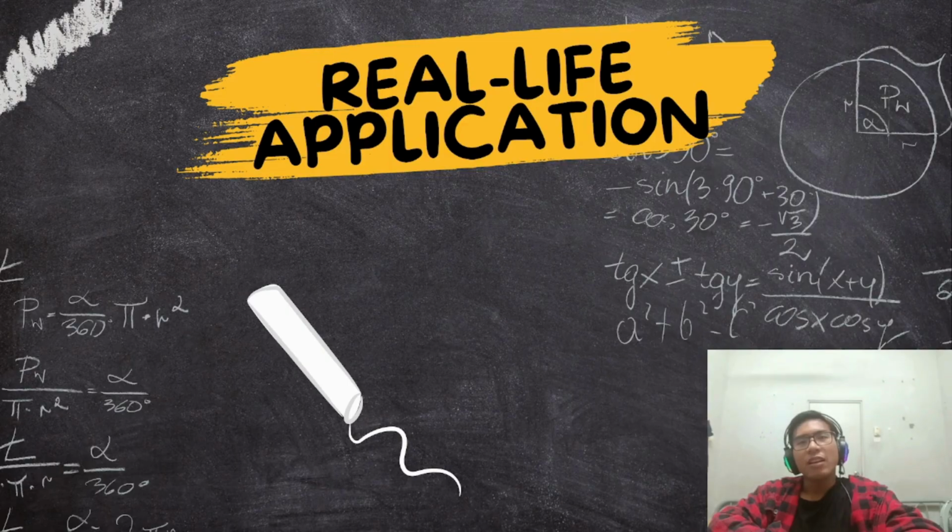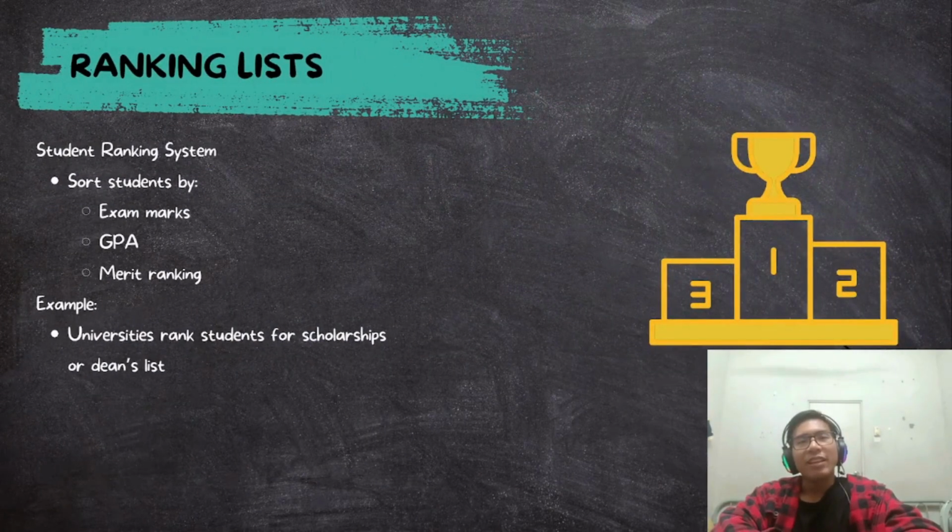Thank you. Now I'll continue on with some real life applications for sorting. Firstly, we have ranking lists. Ranking lists are very important, especially in universities, where this kind of sorting system is used to sort students by, let's say, exam marks, GPAs, or merit. These are very important for students to determine if they are eligible for scholarships or the dean's list. Another example of how ranking lists work is how games have leaderboards sorting players based on how good they are as a player.